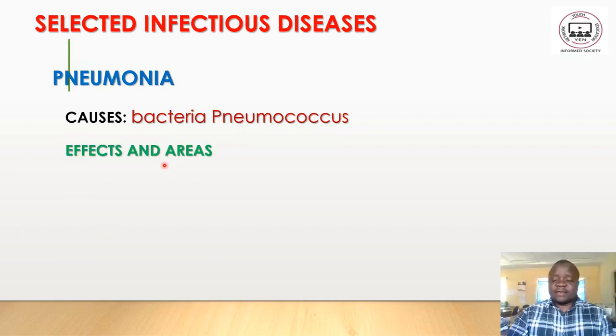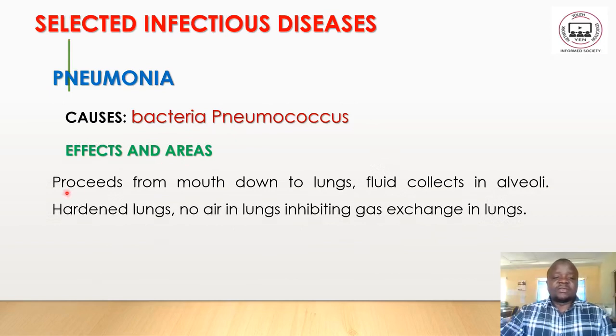Effects and the area where it affects. This one proceeds from the mouth down to the lungs, so it affects the lungs. The effect is that fluid collects in the alveoli, which results in hardened lungs. So we are saying there is no air in the lungs, inhibiting gas exchange. Inhibiting gas exchange in the lungs means it prevents or stops gaseous exchange, since the fluids collect within the lungs.